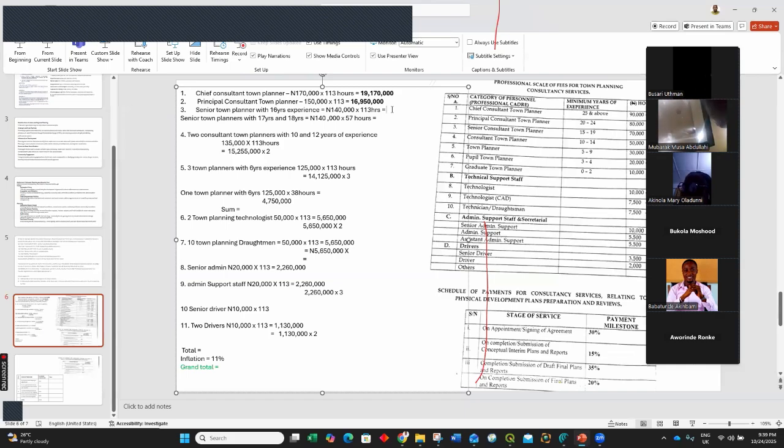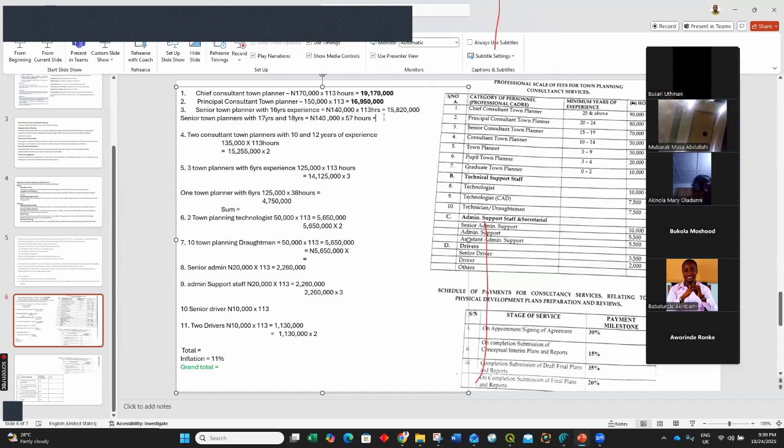Well, the rate for senior town planner with 16 years. Okay, 16 years, Mr. Labo, we have 15 million, 820.